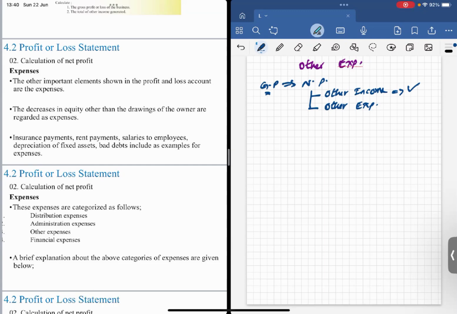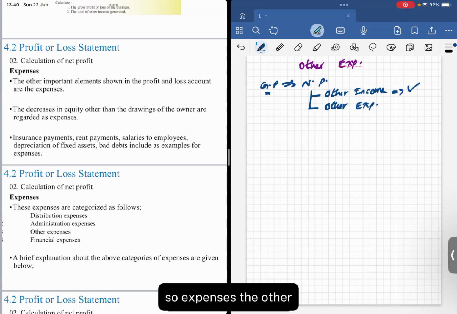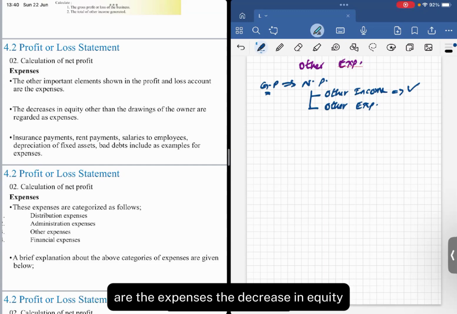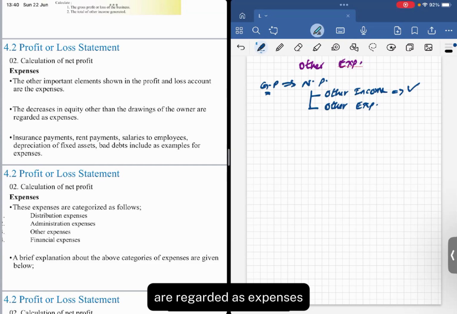Okay, so expenses. The other important element shown in the profit and loss account are the expenses. The decrease in equity other than drawings of the owner are regarded as expenses.